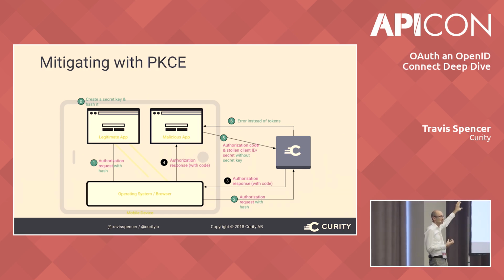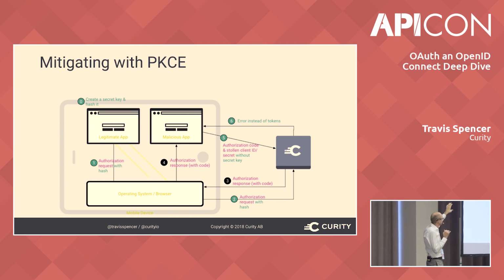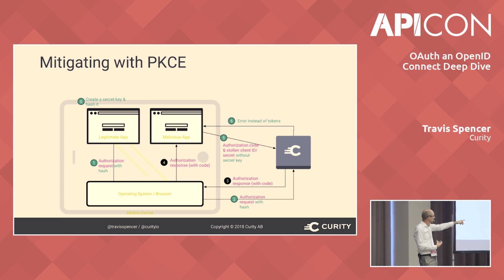So it will use it by taking some random value, and it will hash that with a key that only it knows. And it will include the hash in step 1, and it will say what hashing algorithm was used. So then it will go to the server with the hash in step 2. Step 3, it will come back as before.